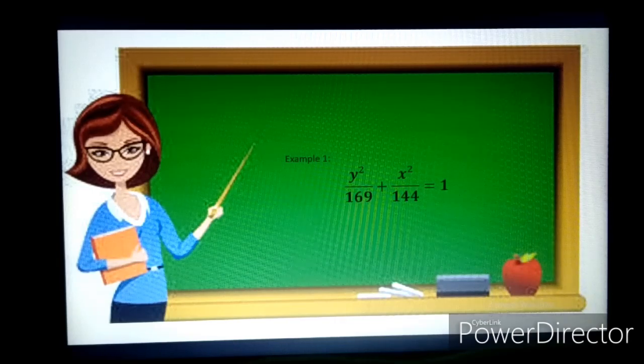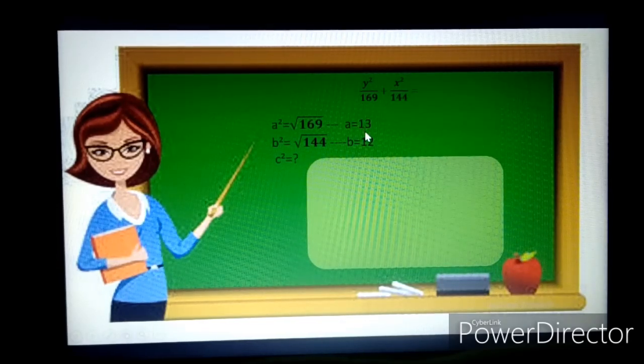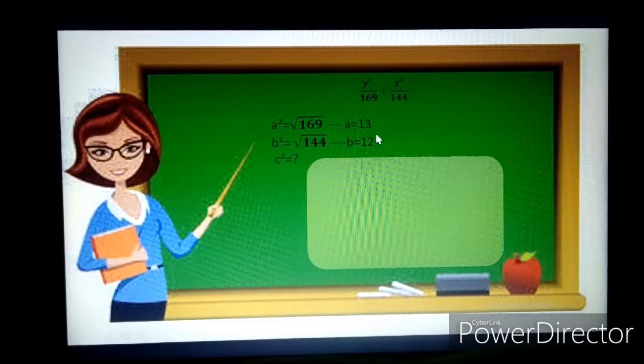So y squared over 169 plus x squared over 144 equals 1. So this kind of ellipse is vertical. So our a squared here is 169. So the square root of 169 is 13. So our a is 13. Our b is the square root of 144, which is 12.